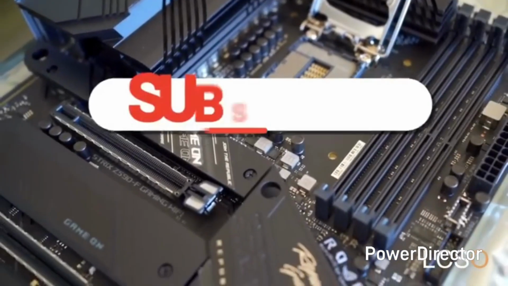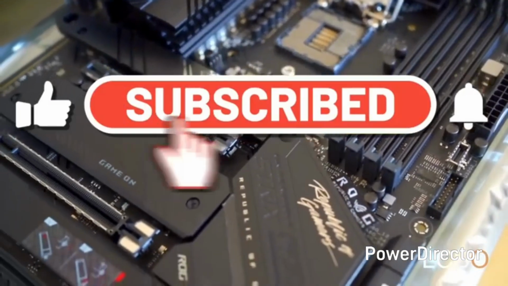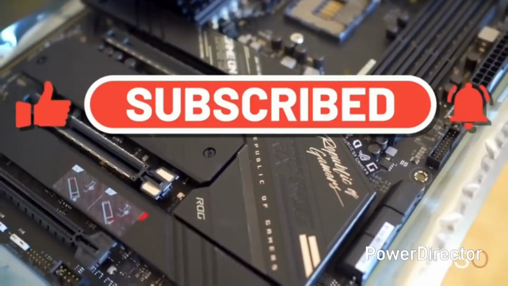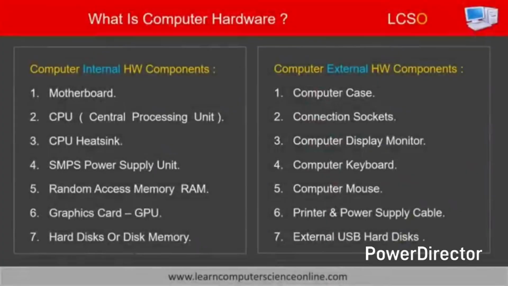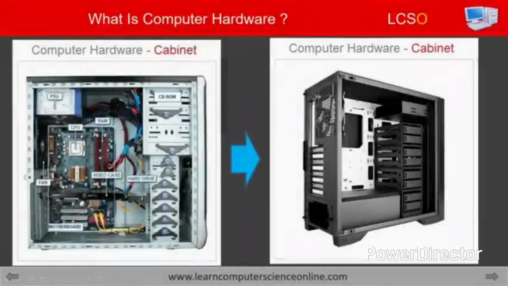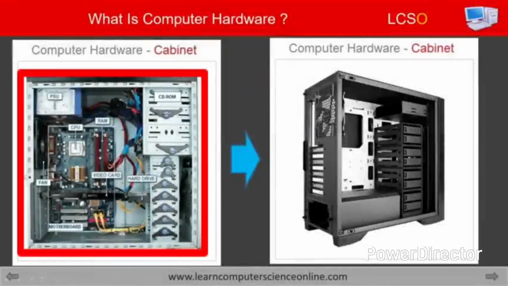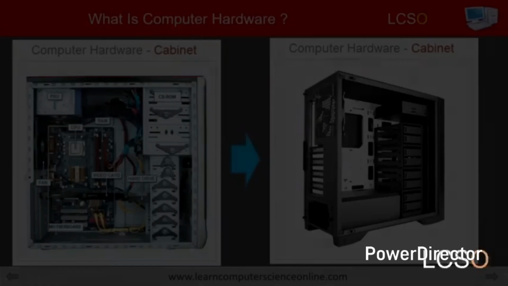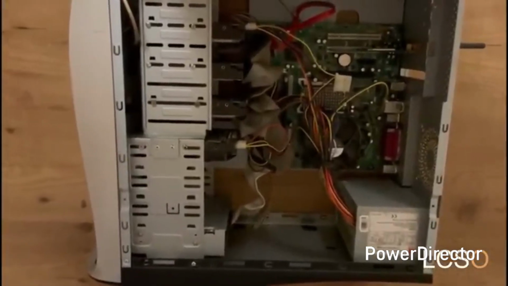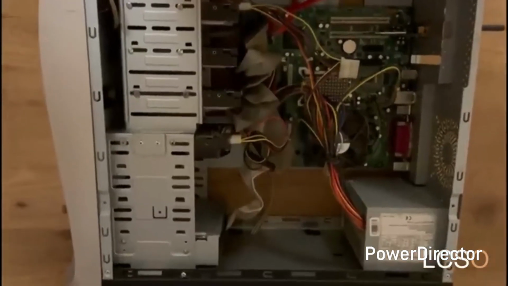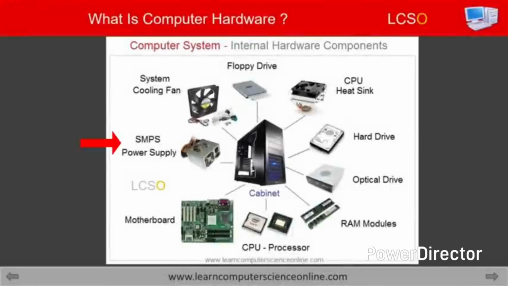The computer hardware includes various mechanical, electrical, and electronic components used to build the computer system. The computer hardware components can be of two types. The first type of hardware components are placed inside the computer case, or we can also call it a computer cabinet. Some of the most prominent hardware components that are placed inside the computer case include motherboard, power supply unit, memory, hard disks, microprocessor, RAM modules, and other such components.